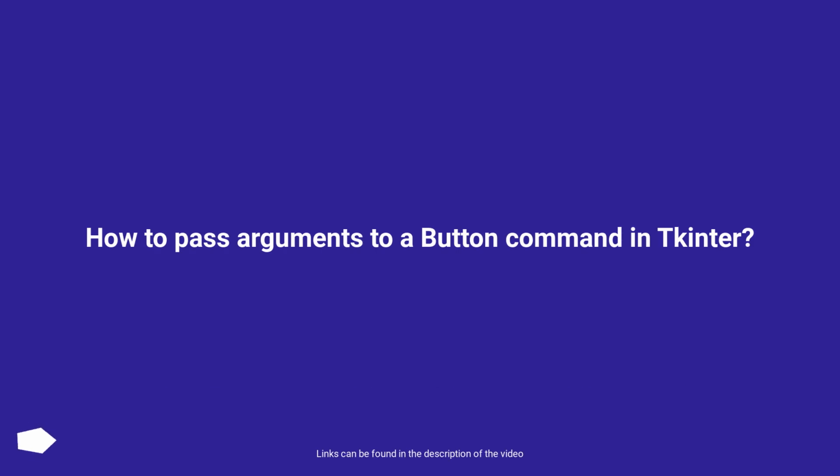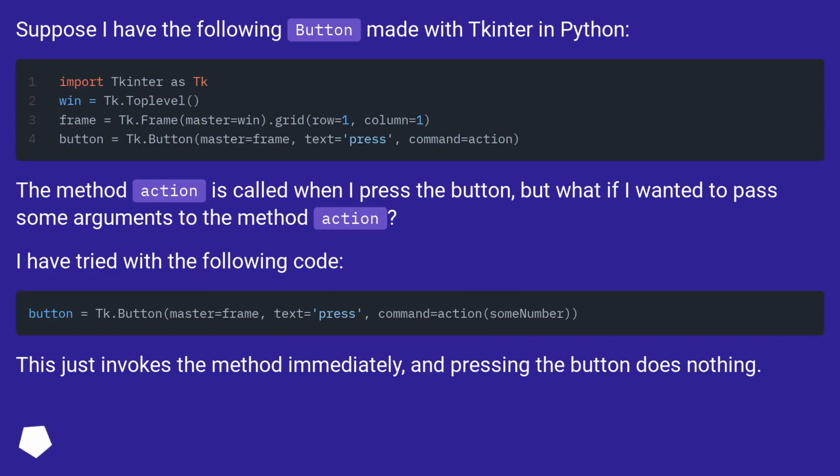How to pass arguments to a button command in Tkinter? Suppose I have the following button made with Tkinter in Python. The method action is called when I press the button, but what if I wanted to pass some arguments to the method action? I have tried with the following code. This just invokes the method immediately, and pressing the button does nothing.